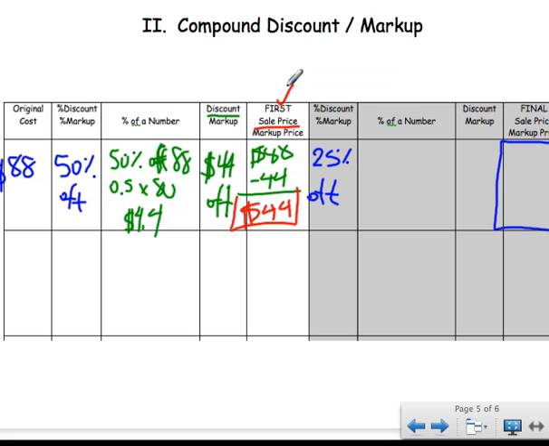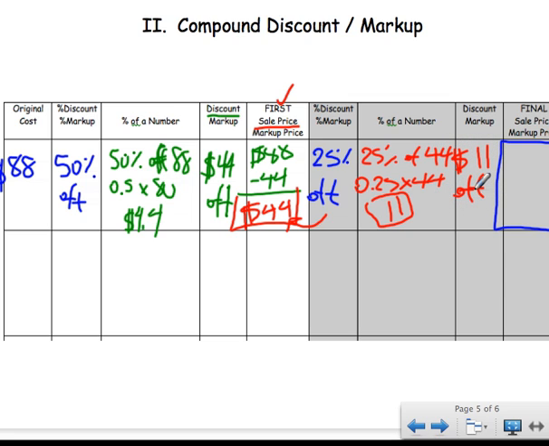So that's the first sale price. But then that second thing happens, which is 25% off. So we need to find 25% off of the new price. I want to figure out 25% of 44, which is 0.25 times 44. That would equal 1/4 of 44, which is $11. So the second discount is $11 off.